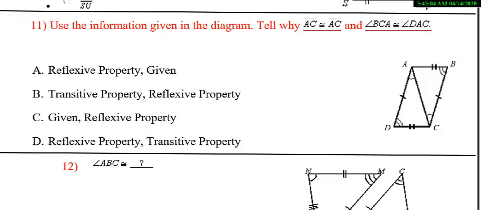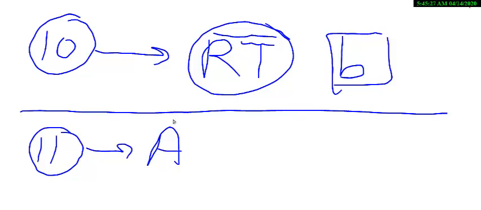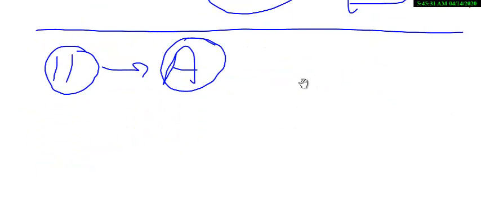And for the second part of the question, the angles are congruent by the given information, which has been illustrated on the given figure. So the best choice for this example is number A, which is reflexive property and given. So question number 11 will be A, which is reflexive and given.